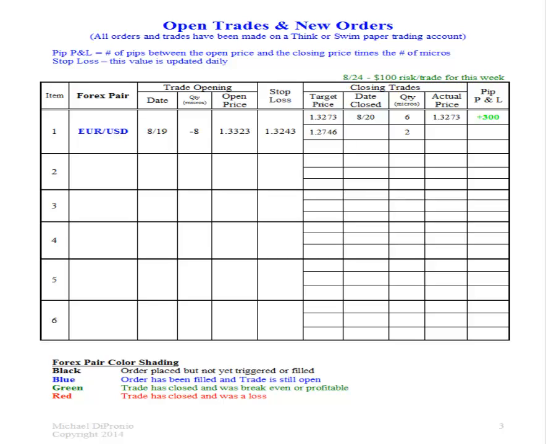Here's our trade summary chart for August. For open trades, the Euro US Dollar trade remains open and we're short 2 micros. Target number 2 is 1.2746 and our stop loss remains at 1.3243. No new orders were placed today.